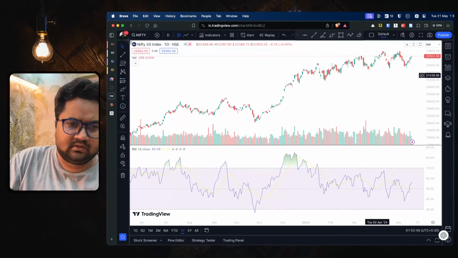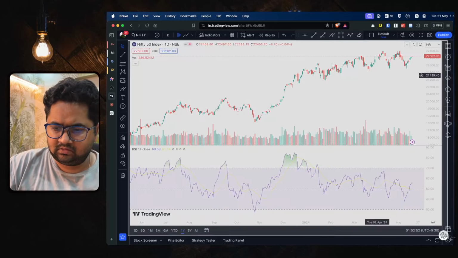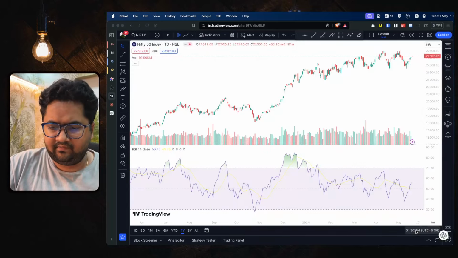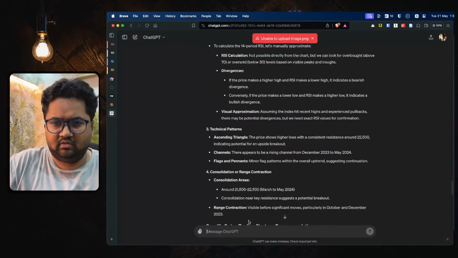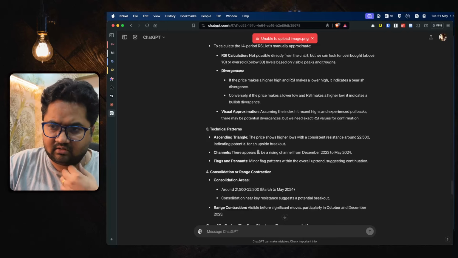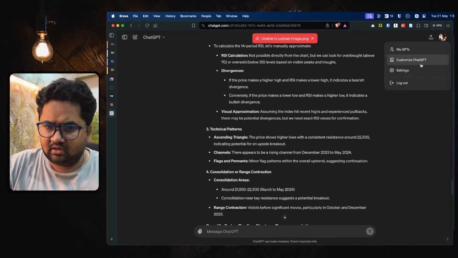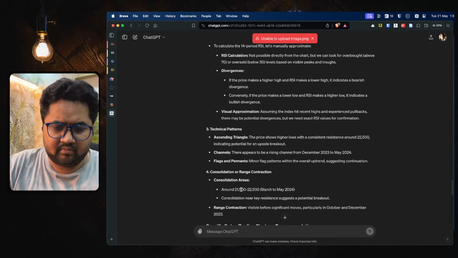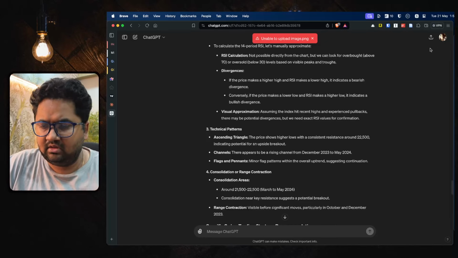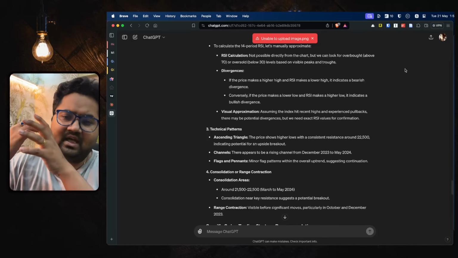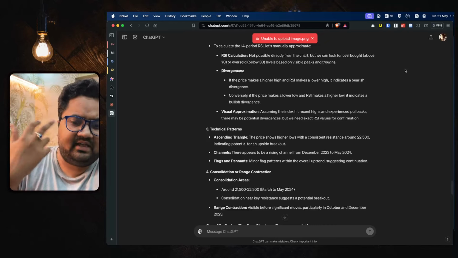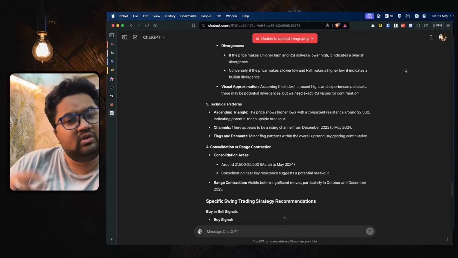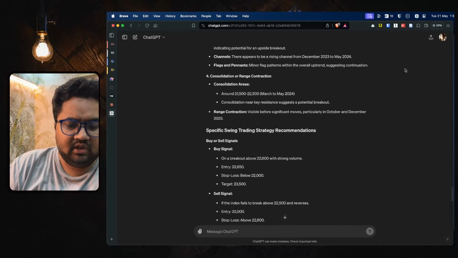Now let's see if it makes a difference. So I will put it here. Oh no, I cannot upload. My limits have been crossed, but I can switch over to a different account. But most likely what should happen is that once I give it an image which has RSI and volume, it's going to do some calculations based on that and give you a recommendation.